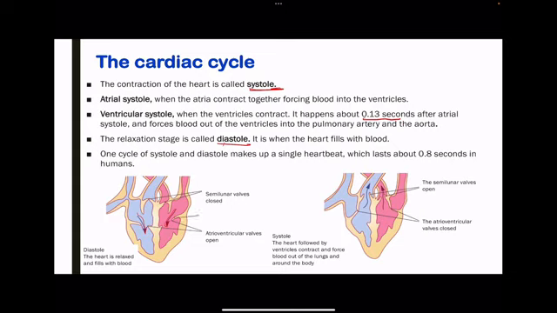When this blood moves into the ventricles, the atria are going to be contracting, and that will be atriosystole. Afterwards, the ventricles are going to contract. This is going to be ventricular systole. And as they do, blood is going to be pumped from the ventricles into the specific blood vessels. This goes into the aorta to the rest of the body, while this goes into the pulmonary artery to the lungs. So one cycle of systole and diastole makes up a single heartbeat, which lasts about 0.8 seconds in humans.